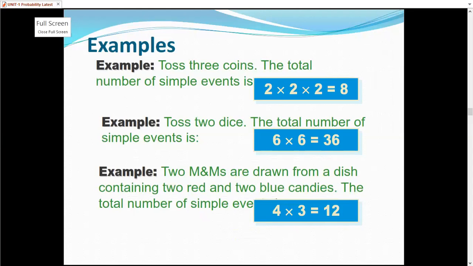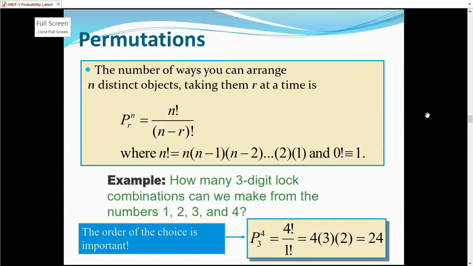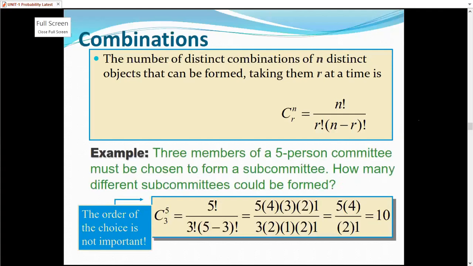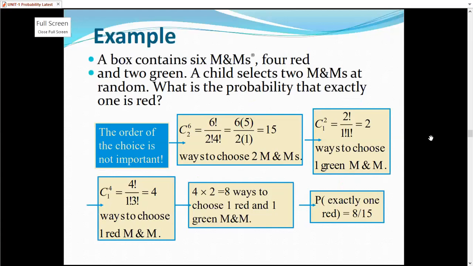Right? In this way, we can write the MN rule. You know the formula for permutation and combination: NCR is N factorial by R factorial into N minus R factorial, and NPR is N factorial by N minus R factorial. You have examples for NCR and NPR.